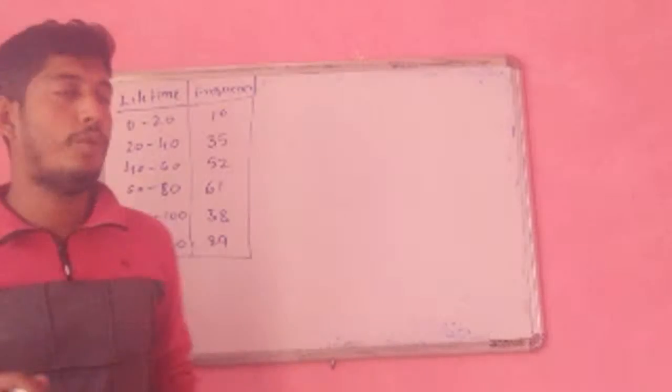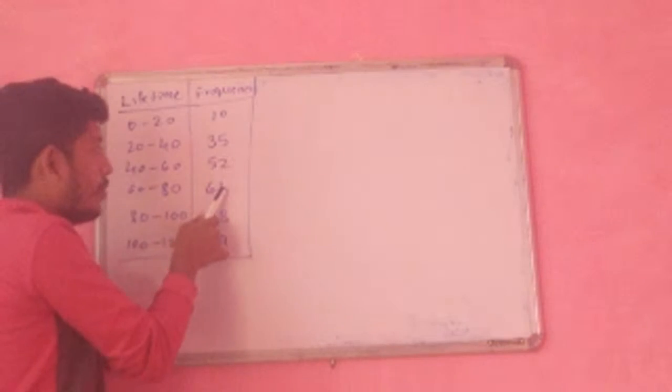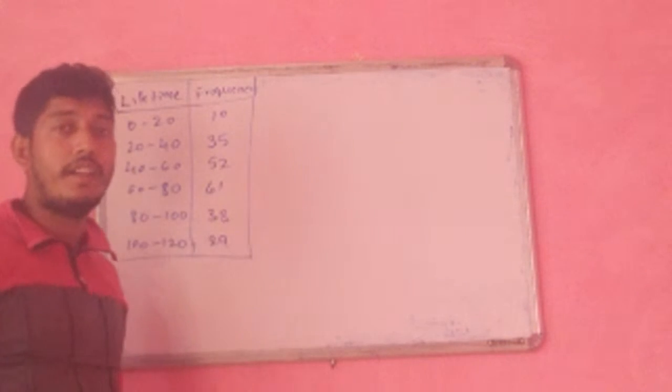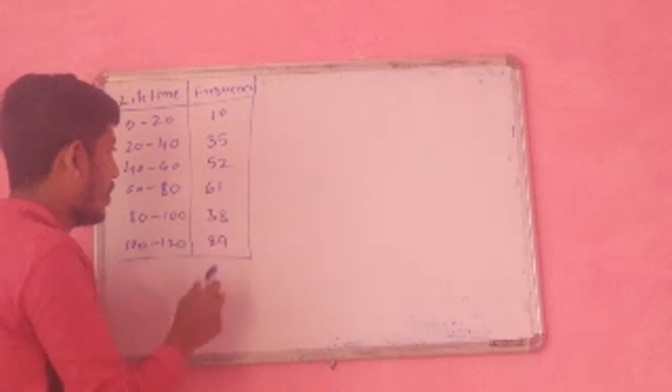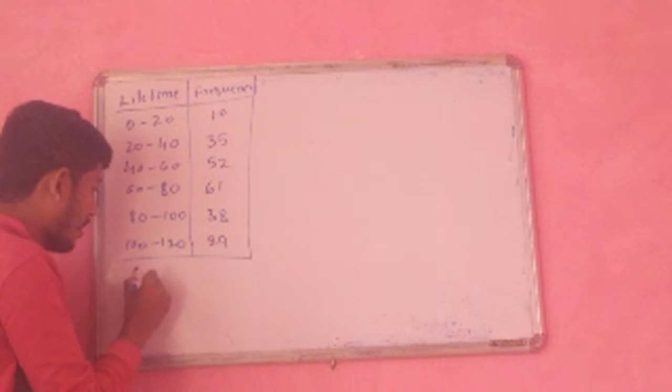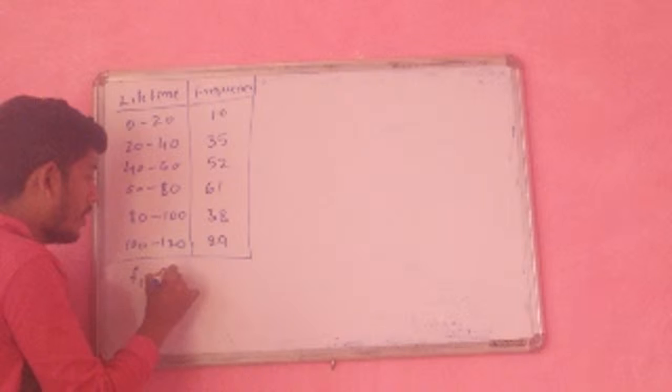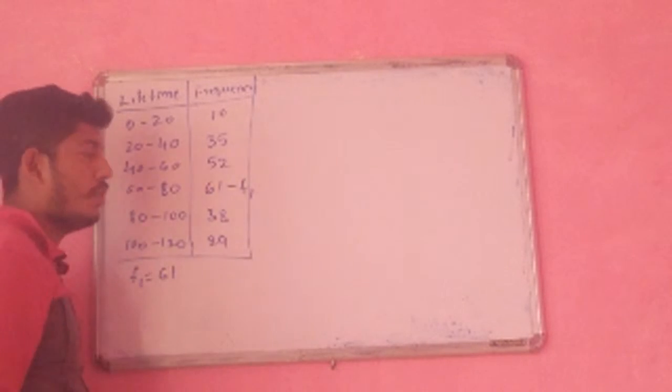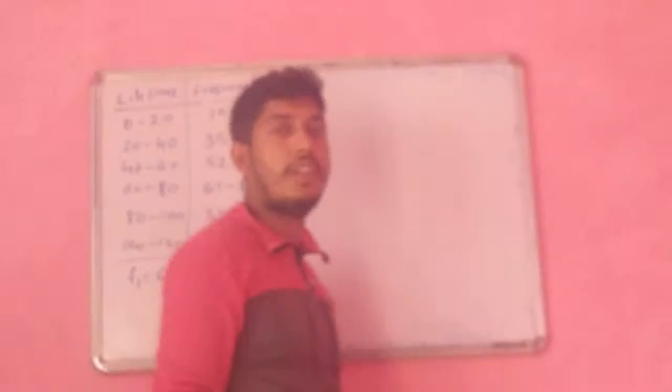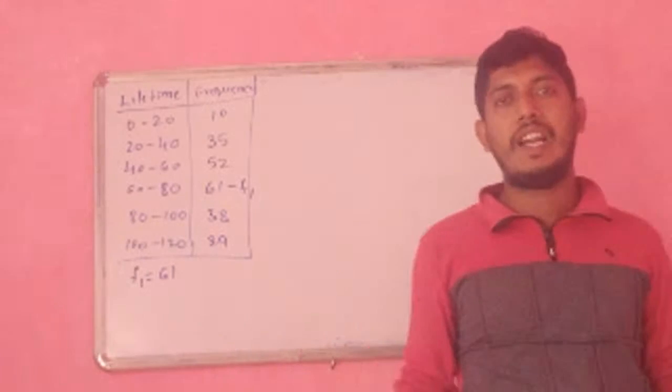Frequency of the modal class interval. In that frequency, we have to find out which is the highest one. So 10, 35, 52, 61, 38 and 29 are the frequencies, and the highest one is 61. So therefore, I will consider the value of f1 as 61. So f1 means the frequency of the modal class interval.